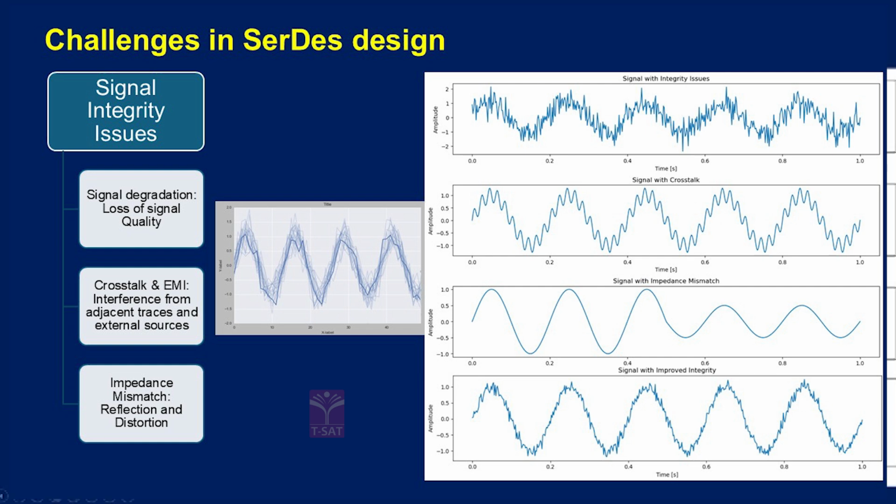And then crosstalk and EMI, electromagnetic interference, right? And then impedance mismatch. So these are the main reasons through which we see a lot of signal quality degradation, right?